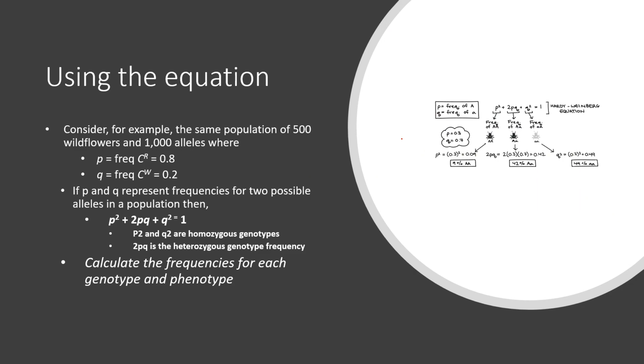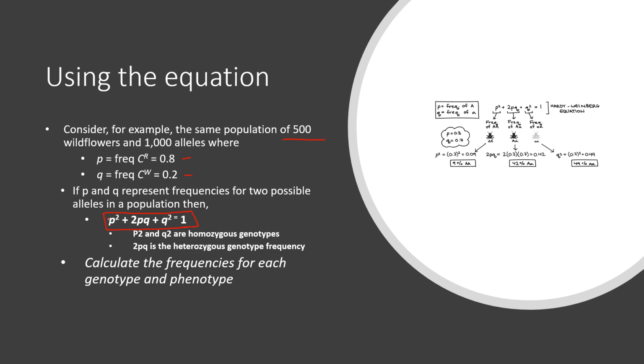So let's look at this and try to solve it. We're going to use this equation and the values that we looked at. Consider the example from the population. We just did this, and these are the values that we got. Now, if P and Q represent the frequencies, then we can put this into the Hardy-Weinberg equation. I want you guys to write this down. You'll need to know this. Here is the actual equation for Hardy-Weinberg, and you can see we're using P's and Q's.